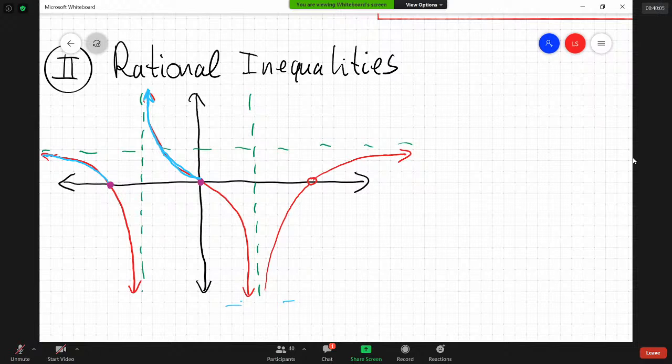Even multiplicity asymptotes, function values stay the same sign. If they were negative on one side, they're negative on the other side. If they were positive on one side, they're positive on the other side. So in this case, this asymptote doesn't produce a sign change.